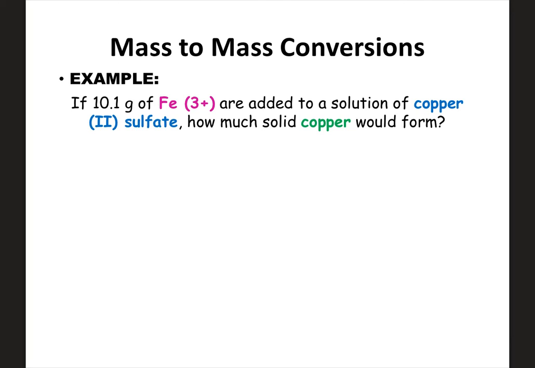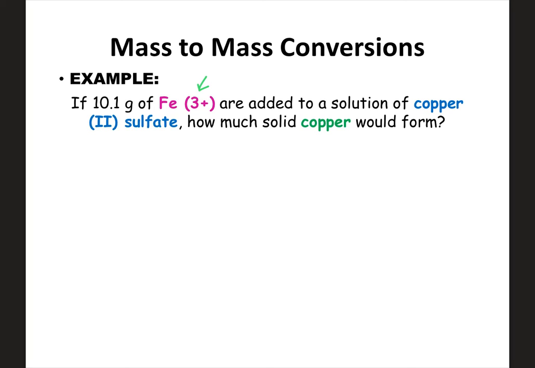So we have 10.1 grams of Fe, and they're telling you it's 3 plus. This 3 plus is here for a reason. That's probably going to help us when we write our balanced equation, or when we do one of the formulas. We need to know the charge there on the iron. That's why it's there. We're adding this to a solution of copper 2 sulfate, and we want to know how much solid copper would form.